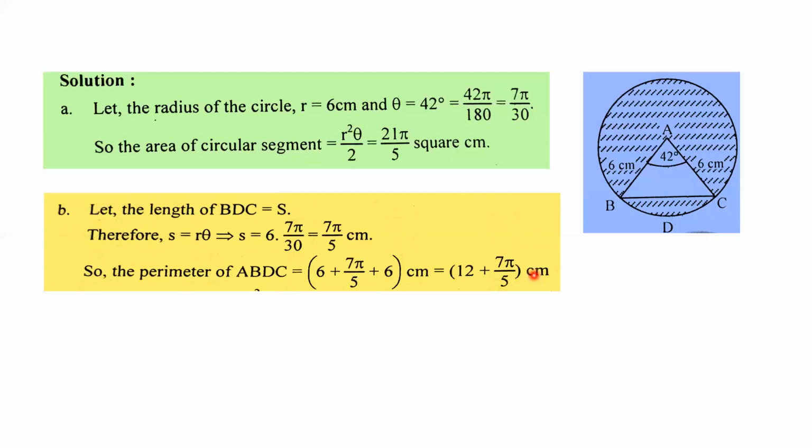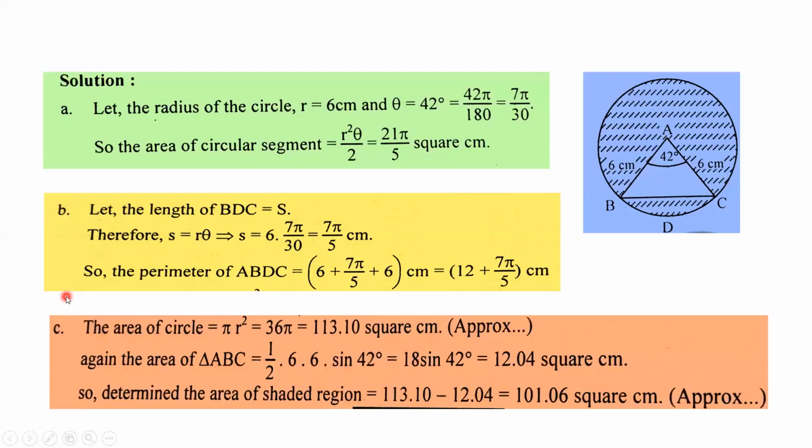Now go for C. That is a hard level question. A is an easy level question, B is a medium level question, C is a hard level question. But it's very easy for you because you know the formula. The area of the circle is pi r square. The value of r equals 6, so the area of the circle is 113.10 square centimeters.